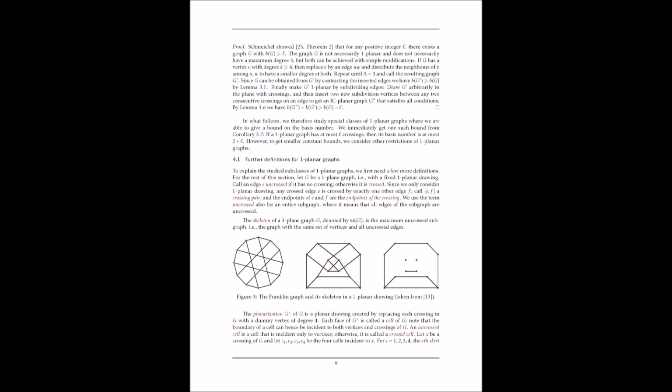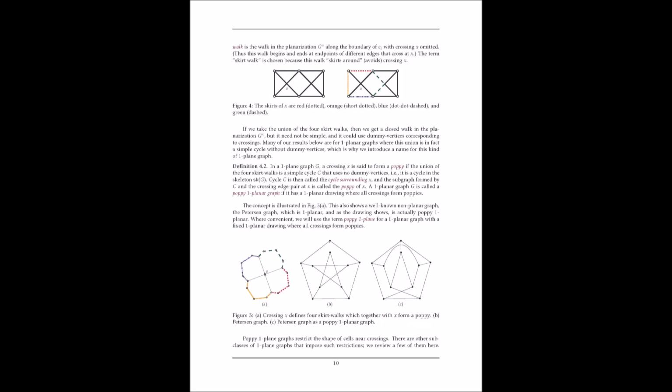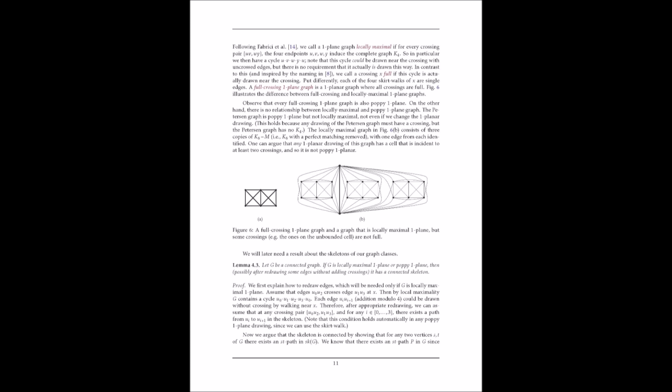Okay, so full crossing graphs, even the optimal ones, have a basis number of at most 3. What about poppy graphs? Anything special about their basis numbers? They do. Theorem 4.16 says poppy one-planar graphs also have a basis number at most 3 if they have a balanced orientation for their skirt walks. Hold on, skirt walks. You've got me curious.